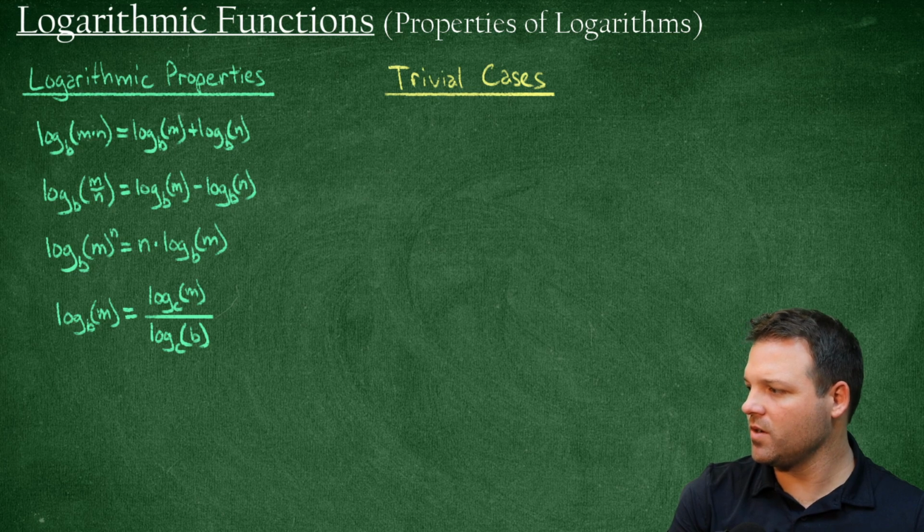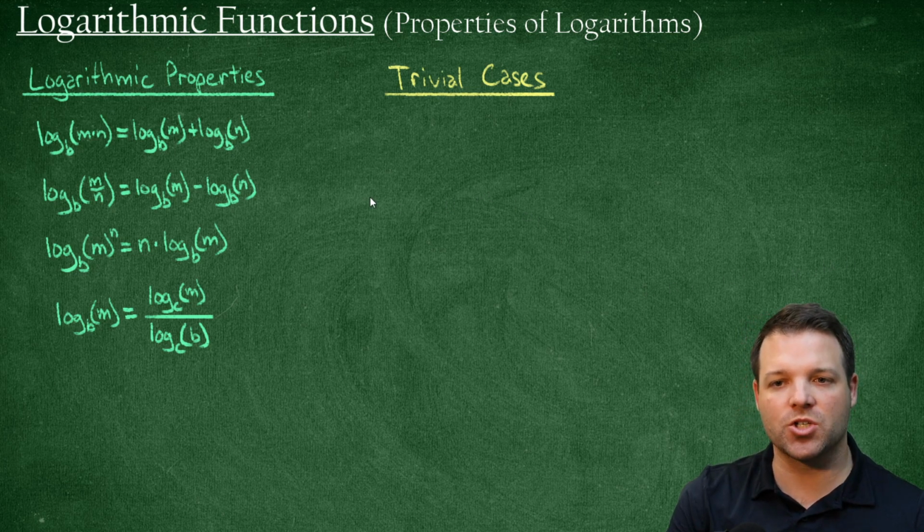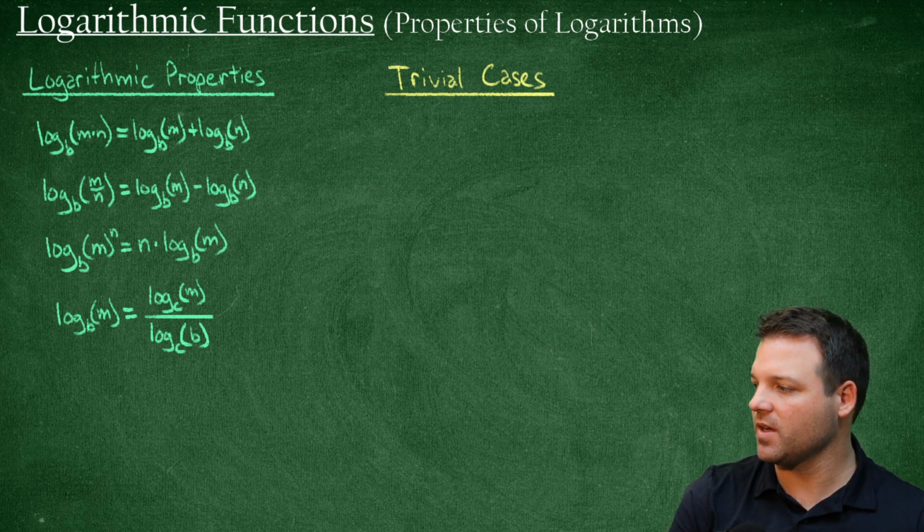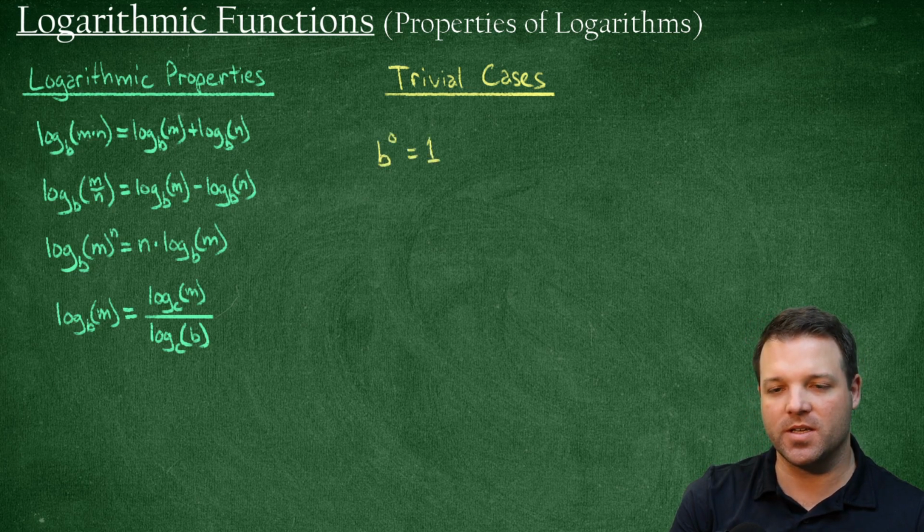All right, so now we're going to get into actually doing some math with these properties, and I want to talk about trivial cases first. Okay, so just like with an exponential, we have this trivial case of anything to the power of 0 is equal to 1.